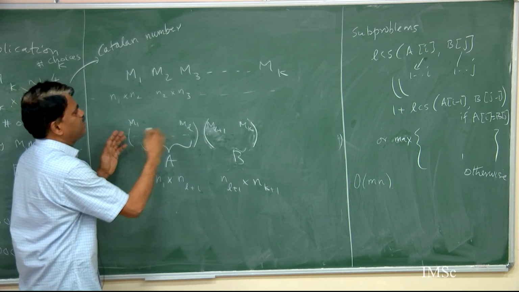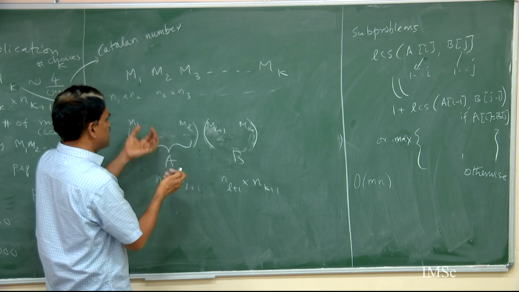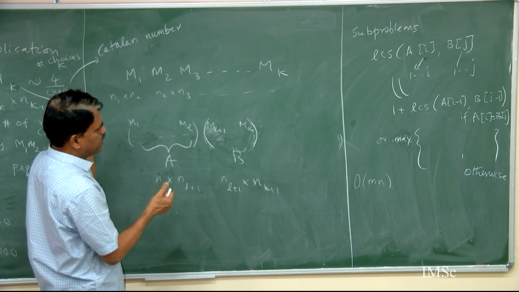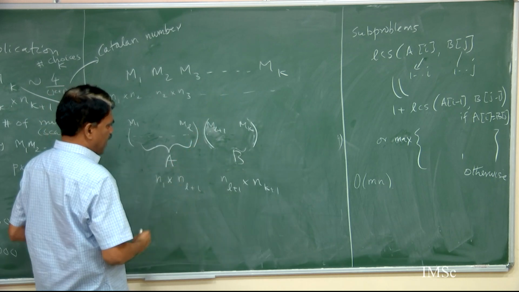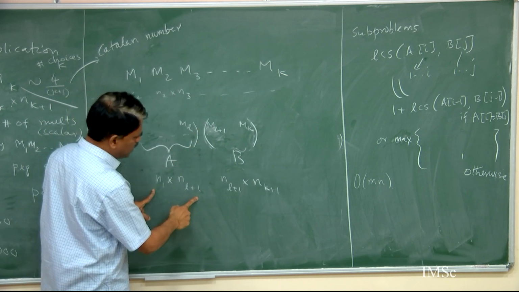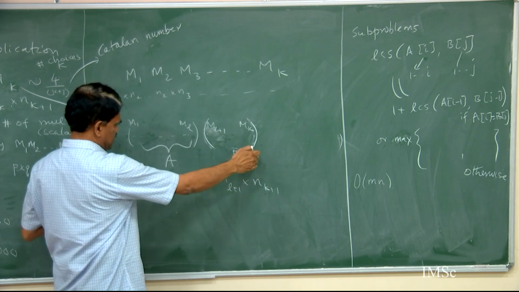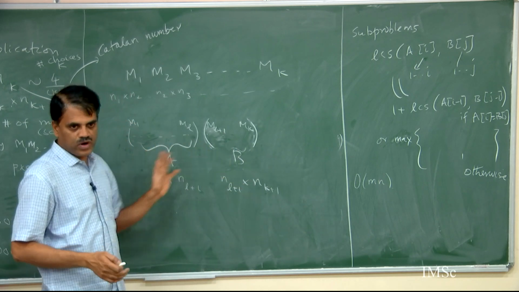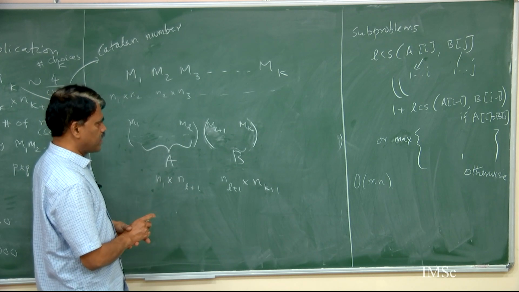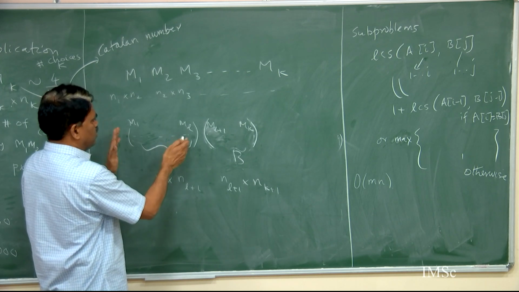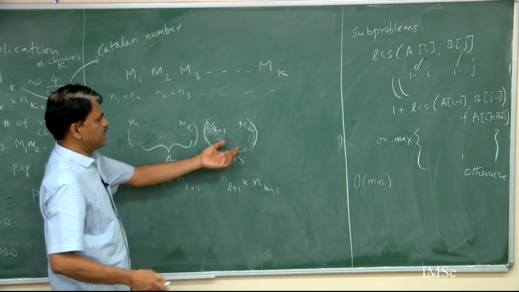Whatever way you multiply M1 to ML, there is some number of multiplications you have already spent. Similarly, some number of multiplications you spent here, and you add N1 into N(L+1) into N(K+1), that is the number of multiplications to do this product A times B. That will be your total number of multiplications. So, you better do this optimally and this optimally, right.